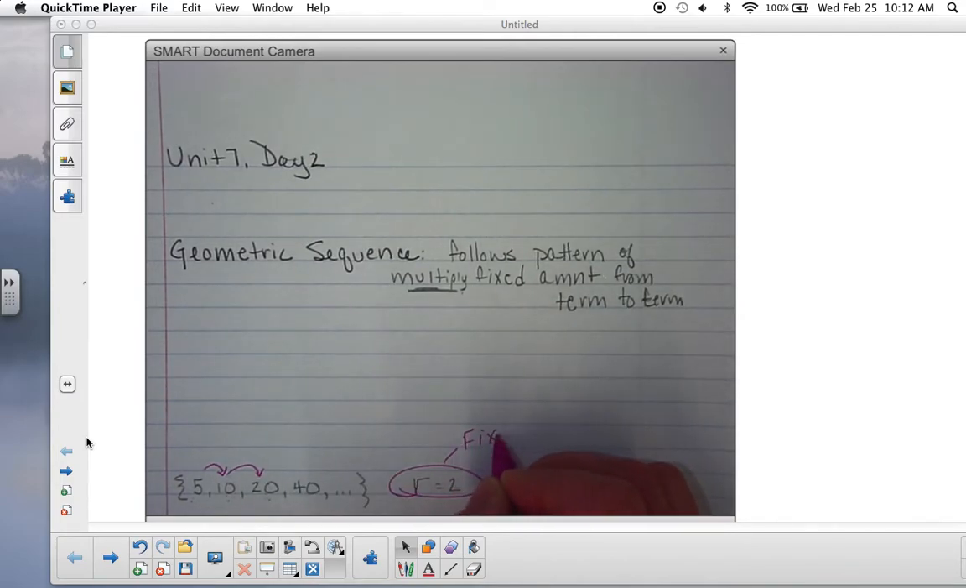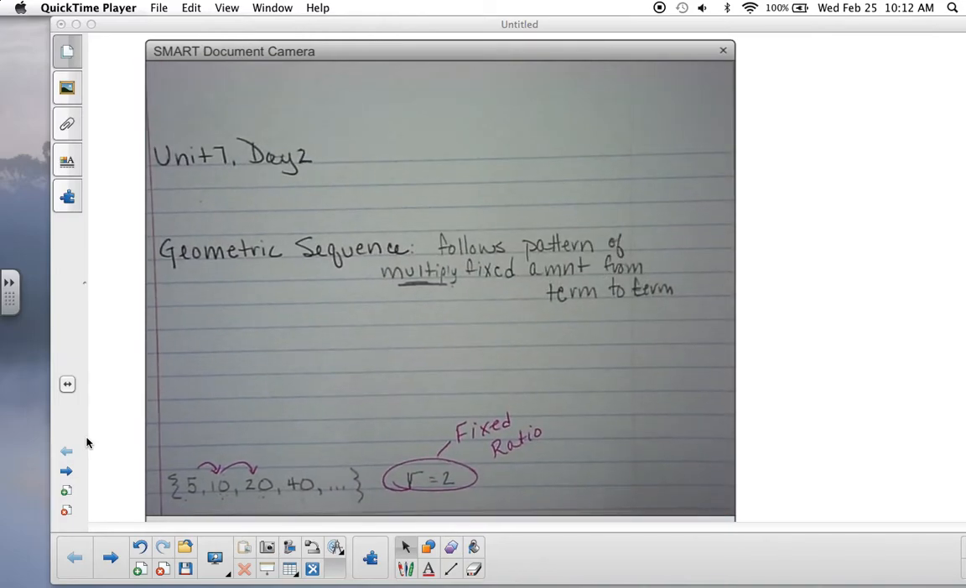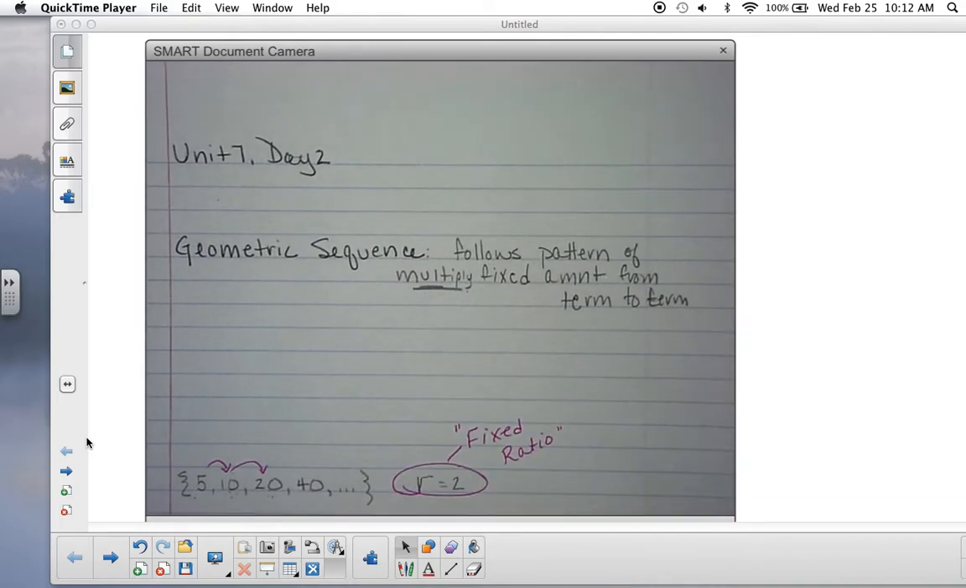The fixed ratio is the amount that you multiply by to go term to term. In the arithmetic, it was called a common difference. So it is possible that the Regents would just list these numbers and say what is the fixed ratio. You need to know that that's the vocab word that means that, but really all you're doing is investigating to see what happened term to term.